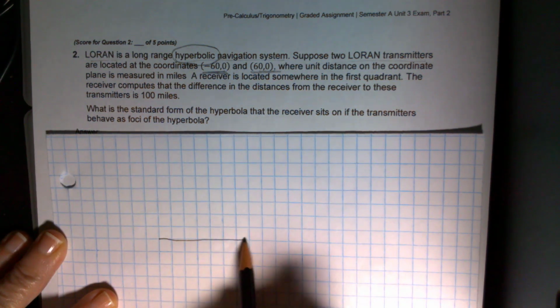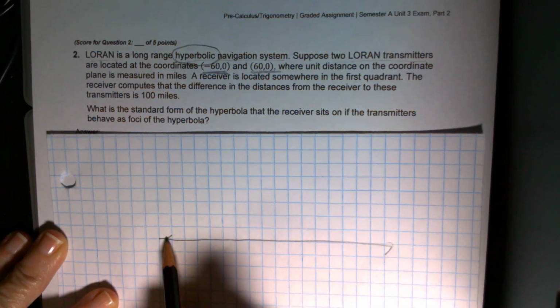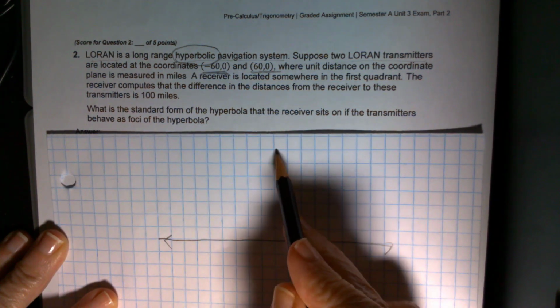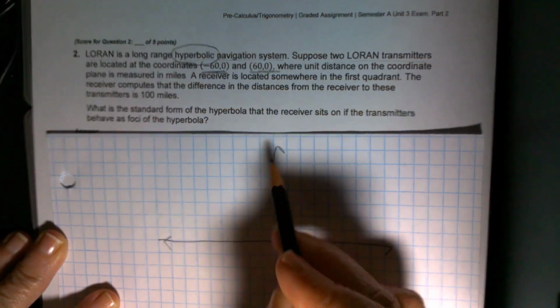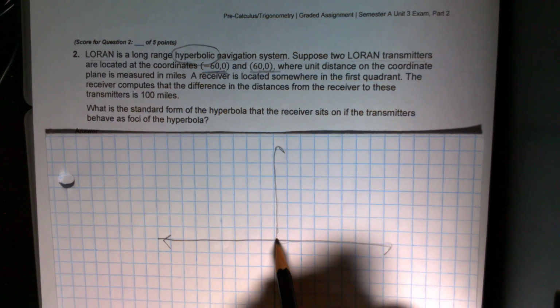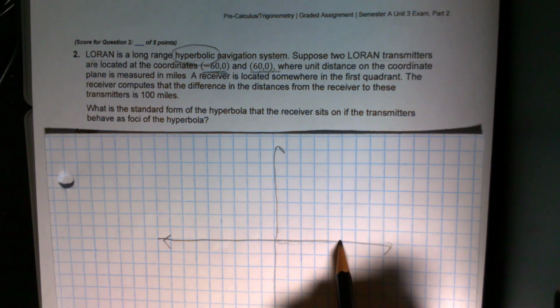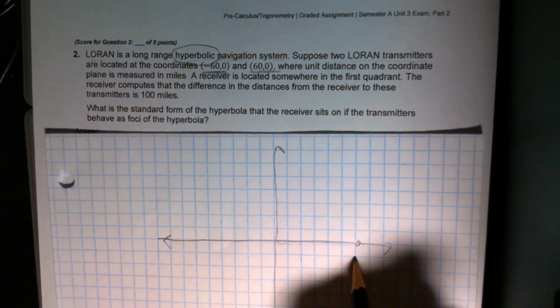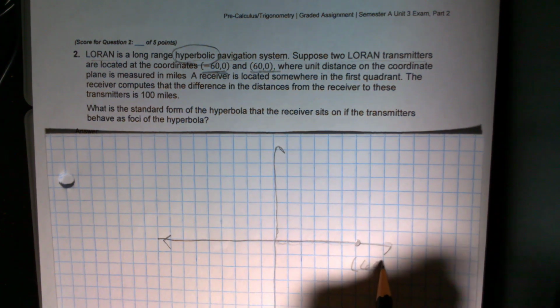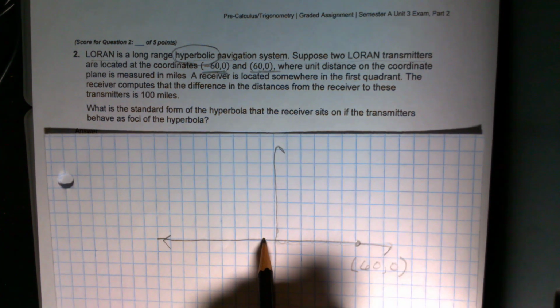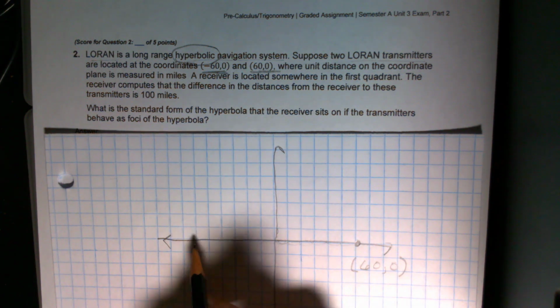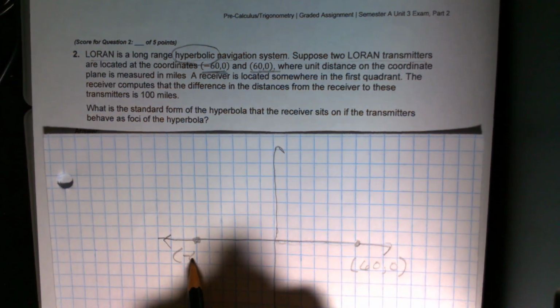So I'm just going to sketch a number line, and actually I'll make it a coordinate plane, and I'll start at 0 and go over to the right 60. So I'll count 1, 2, 3, 4, 5, 6. We'll make each of those be 10. So this would be 60, 0. That's one of the points that was given. And then -60, 0. 10, 20, 30, 40, 50, 60. -60, 0.